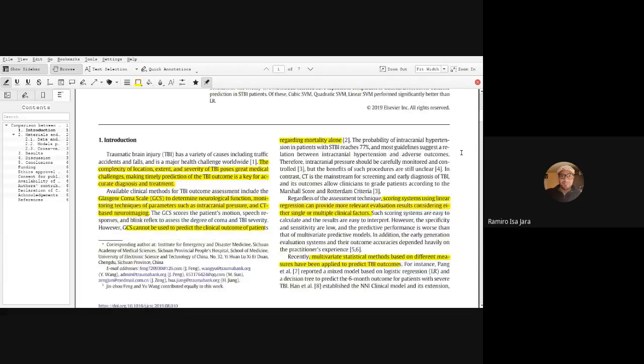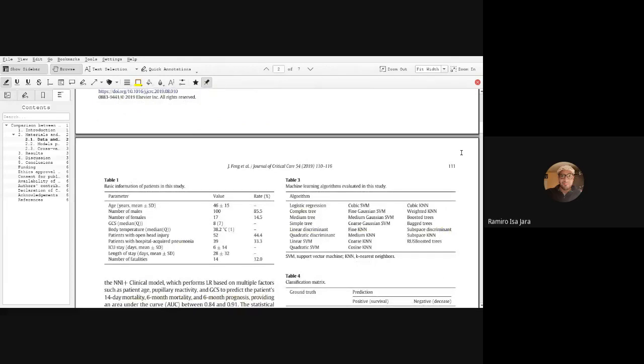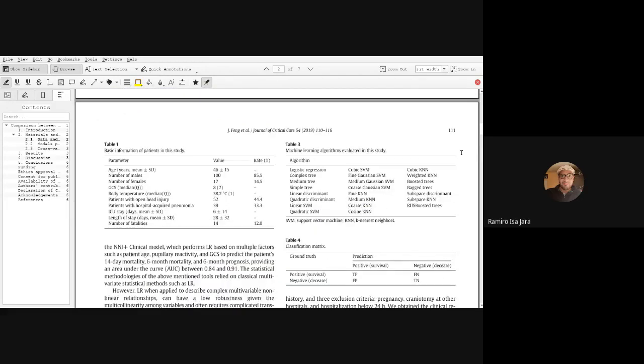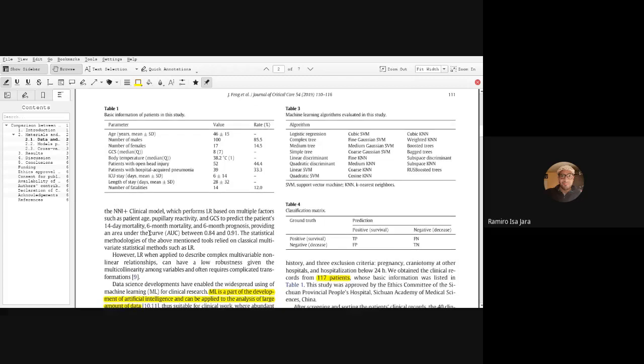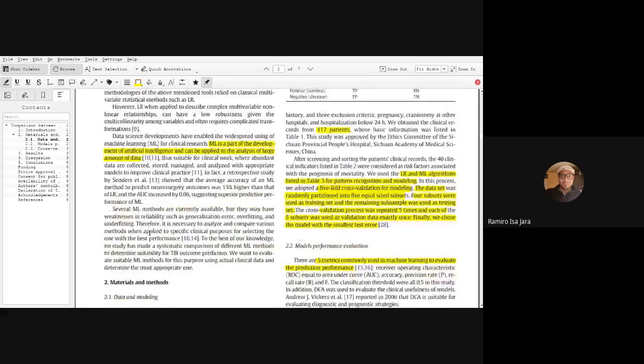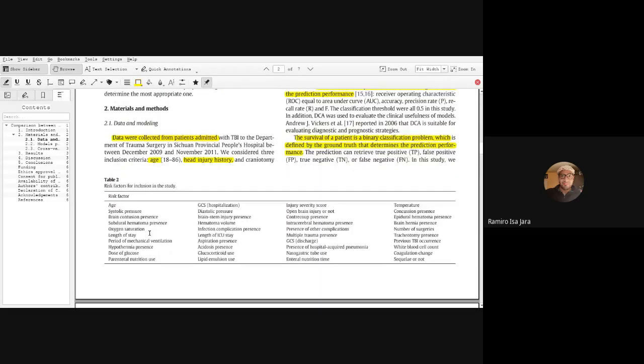In this case, the data set is composed of 117 patients with the characteristics presented in table one. With a specific age, with a specific temperature, the number of males or females is described in this table. And the principal idea is to compare the performance of different algorithms in order to predict the percentage of survival. So together with the characteristics of patients, the risk is also evaluated for these algorithms.